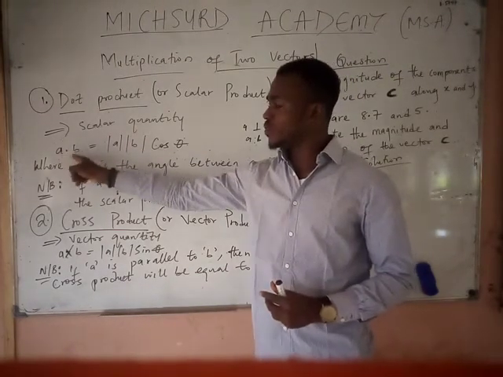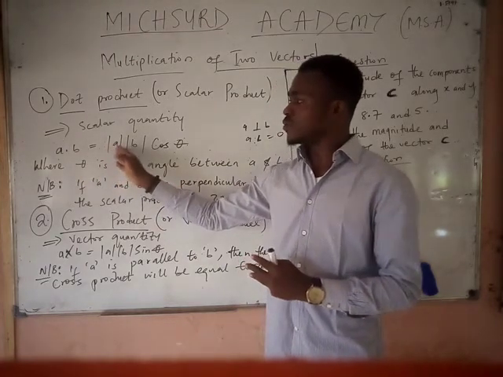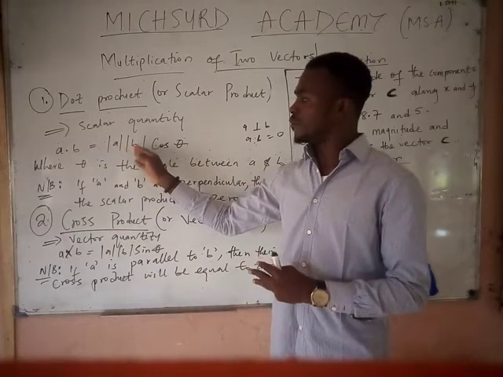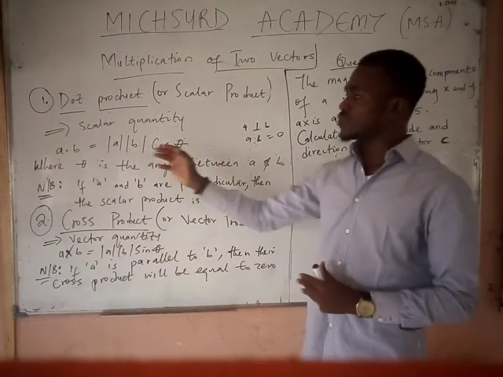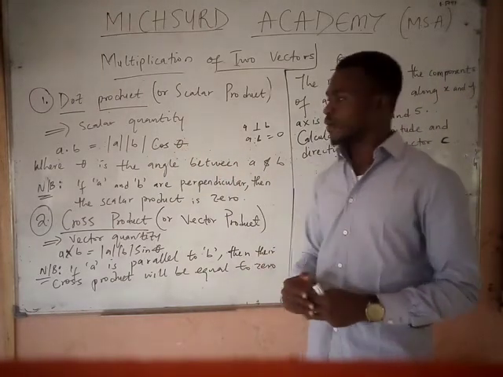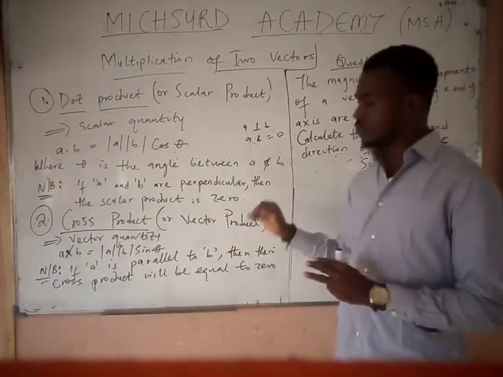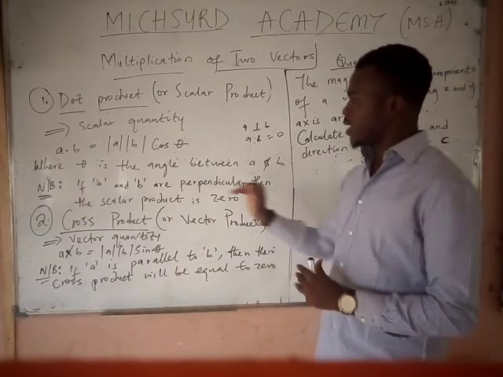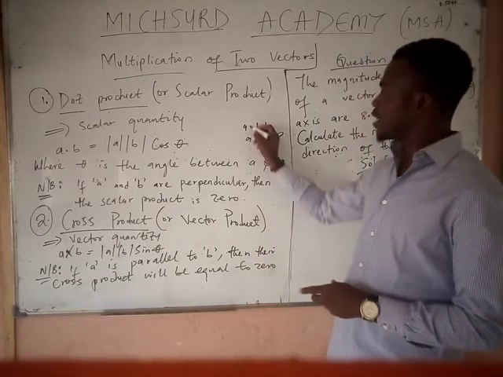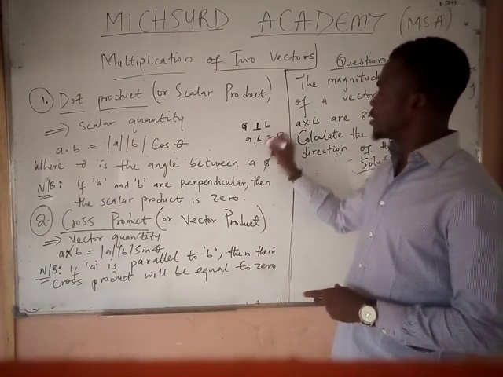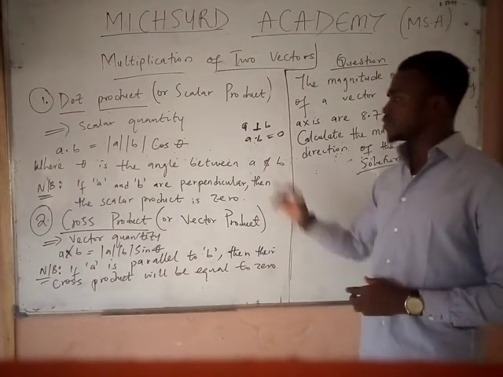Now we have the formula we use to calculate the dot product. If A and B are vectors, A dot B is equal to the magnitude of A times the magnitude of B cos theta, where theta is the angle between A and B. We should also note that if A and B are perpendicular to each other, then the scalar product is equal to 0. So if A is perpendicular to B, then A dot B will be equal to 0.